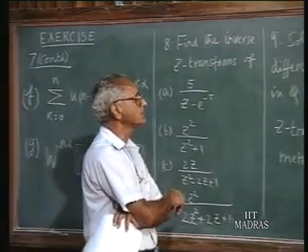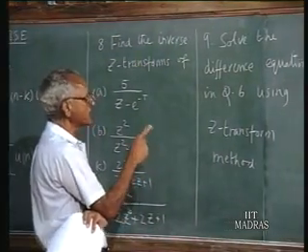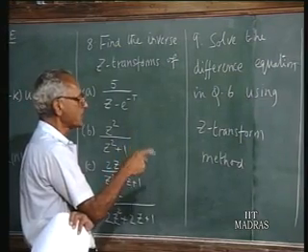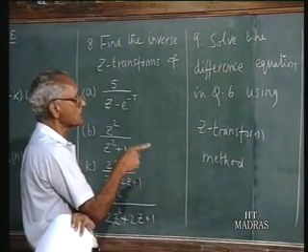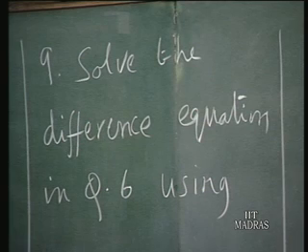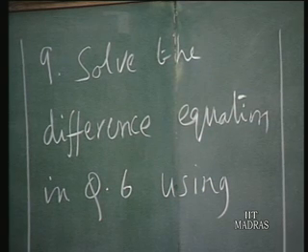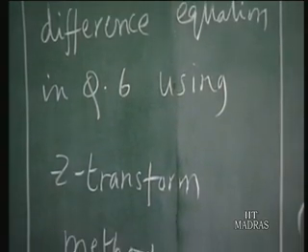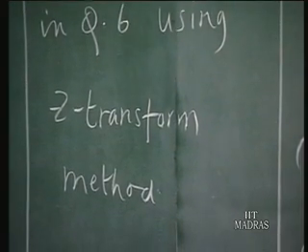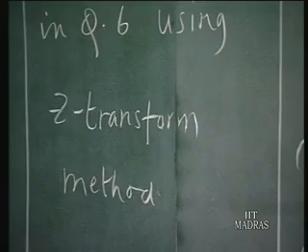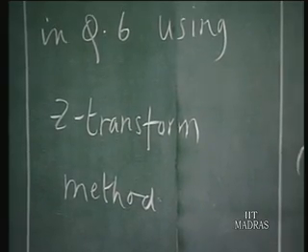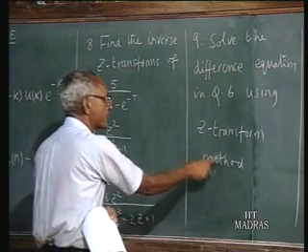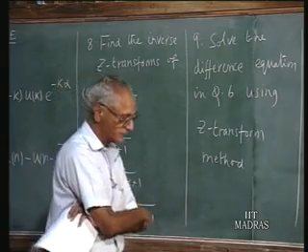Question number 9, solve the difference equation of question 6 using the Z transform method. Earlier in question 6 you are given a difference equation and you are asked to solve that by the classical method of solution of difference equations. Now you repeat the solution, this time using the Z transform method, and compare the answers. Both must be the same. This again pertains to the same difference equation as given in question number 6.